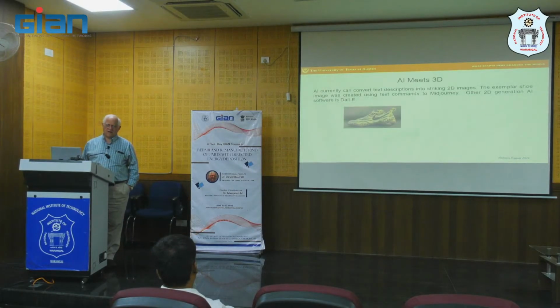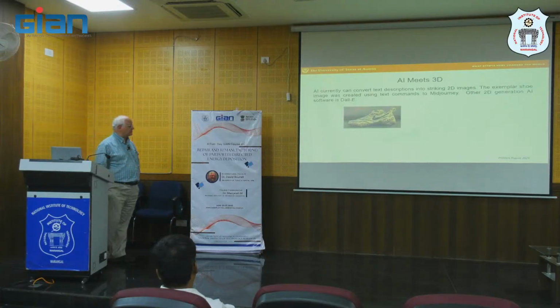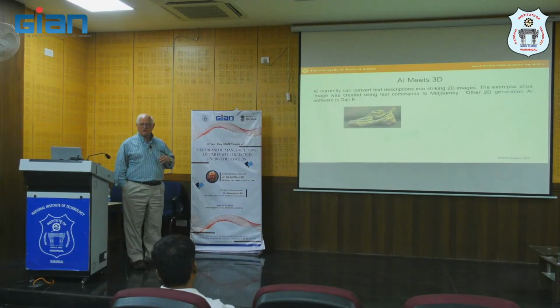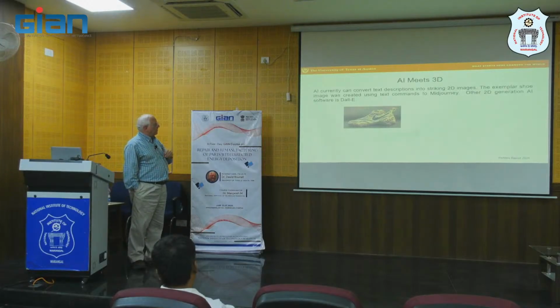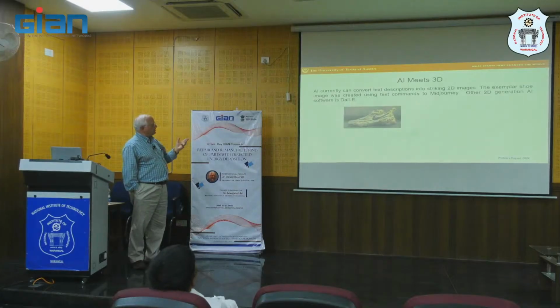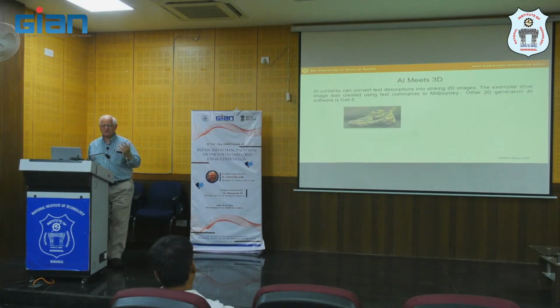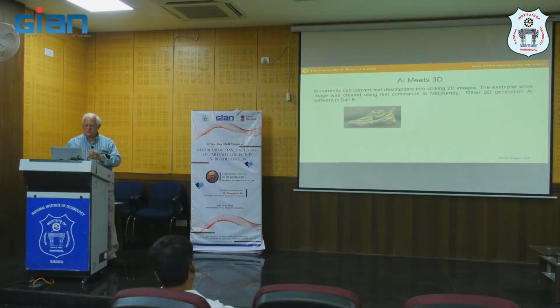The second area was artificial intelligence. Basically, artificial intelligence currently can convert text descriptions into striking 2D images, and there are some technologies available. For example, this shoe was created using text commands to Midjourney. There's other 2D AI software such as DALL-E that can do this type of conversion.